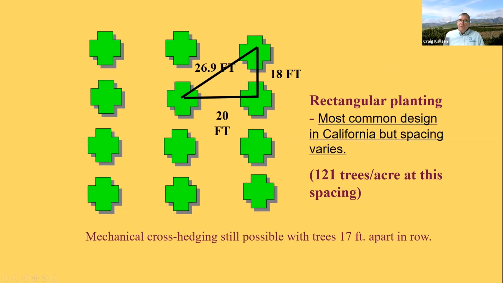The rectangular planting is what we see mostly in the pistachio industry. Commonly we still keep 20 feet between rows, or 19 feet, to allow for our big equipment, but we usually have the trees in the row somewhere around 17, 18 feet apart. So at this particular spacing, 20 by 18, we have 121 trees per acre. One thing I like to mention too is that pruning gets more expensive, the cost of labor and whatnot. If the trees are at least 17 feet apart, usually you can still do mechanical cross hedging, and that can often reduce the amount of manual pruning you need to do.